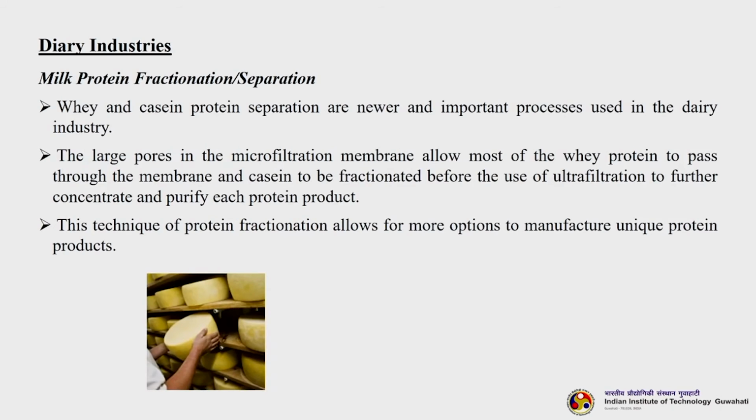In the dairy industry, there is milk protein fractionation or separation. Whey and casein protein separation are newer and important processes used in dairy industries nowadays, because the large pores in the microfiltration membrane allow most of the whey protein to pass through the membrane and casein to be fractionated before the use of ultrafiltration to further concentrate and purify each protein product, so that it can go for cheese production. This technique for protein fractionation allows for more options to manufacture unique protein products.